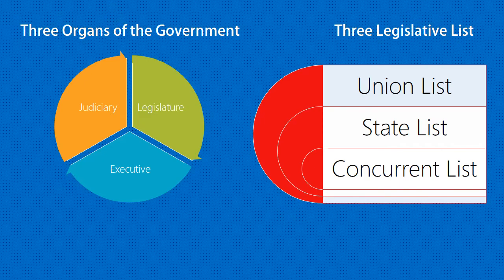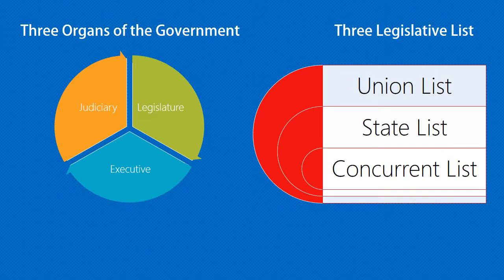Union list. The Union Legislature has the exclusive power of legislation over these subjects such as defense, foreign affairs, posts and telegraphs, banking, currency, telephones and so on. These are under the control of the central government.